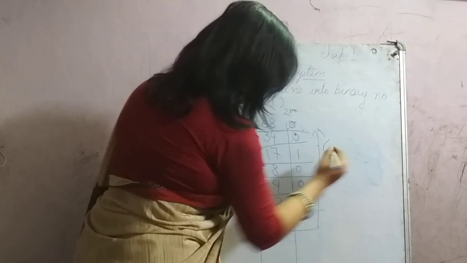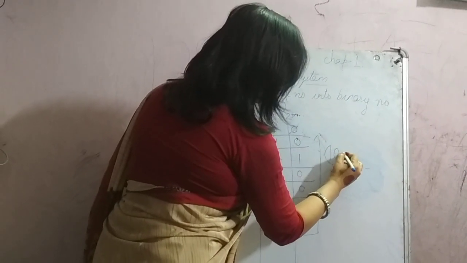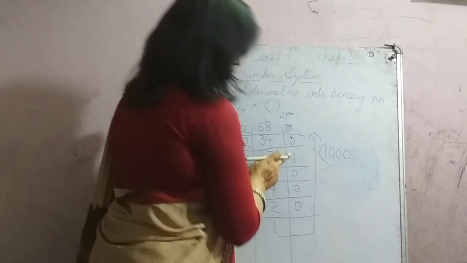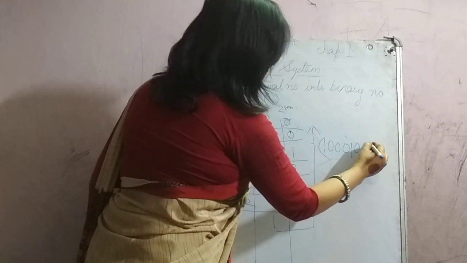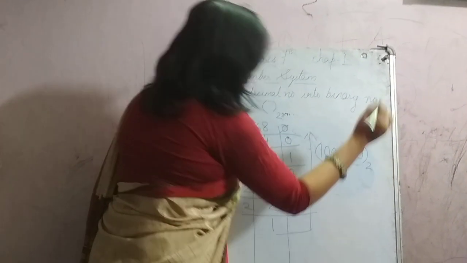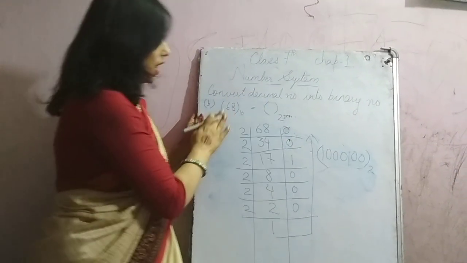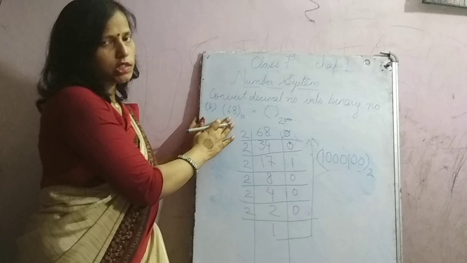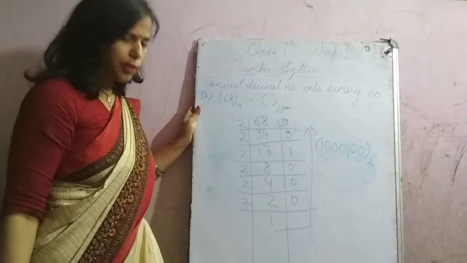Okay, what will be the answer? 1, 0, 0, 0, 1, 0, 0, and the base will be 2. Why the base will be 2? Because it's a binary number, and here the base will be 10 because it's a decimal number. So I think you all have written it.